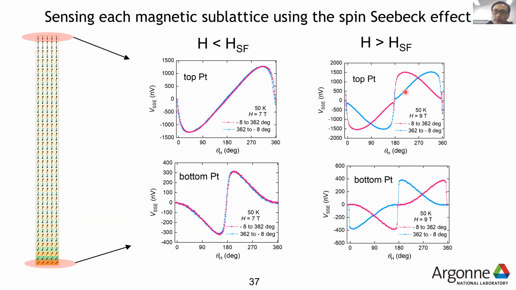Then we found that this difference also exists at a field above the spin flop transition. For example, as you can see, the blue curve shown here has a maximum near 180, while it is opposite for the measurement at the bottom surface. This is also understood from our simulation, because the bottom and the top surface belong to two different magnetic sublattices. And as I described to you earlier, these two magnetic sublattices are pointing opposite to each other, and they have different orientation in response to the magnetic field.